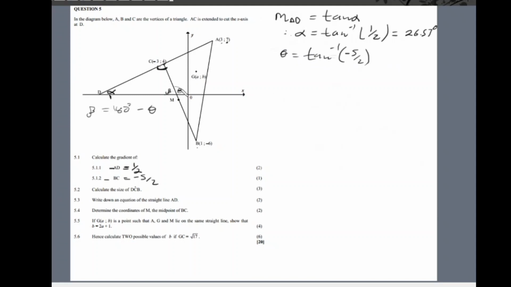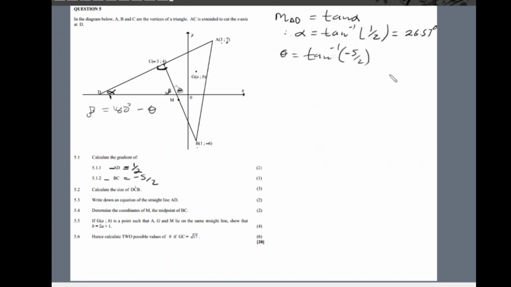Now because this is an obtuse angle, and I'm taking tan of a negative number, I'll get a negative angle here. Remember, we said the angle of inclination needs to be between 0 and 180 degrees, so I cannot have an angle of inclination as a negative angle. So if you say tan inverse of minus 5 over 2, you'll see that it is equal to minus 68.19, which is a negative angle.